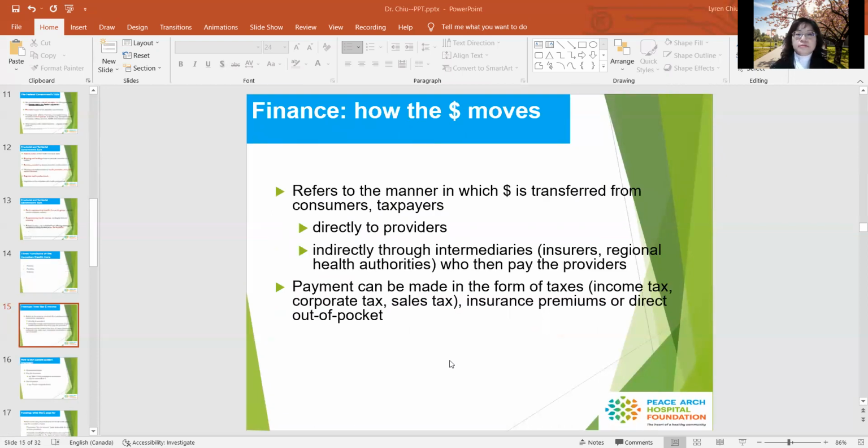Finance is talking about how the money moves. That refers to the manner in which dollars are transferred from consumers and taxpayers directly to the providers, or indirectly through intermediaries, for example, insurers and regional health authorities, who then pay the providers. The payment can be made in the forms of taxes, insurance premiums, or direct out-of-pocket.